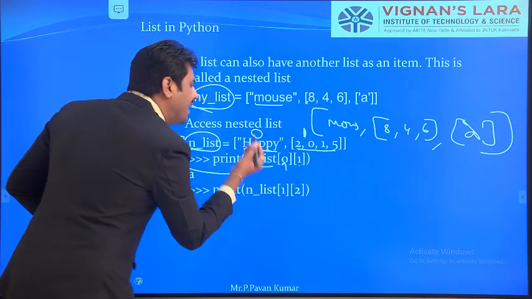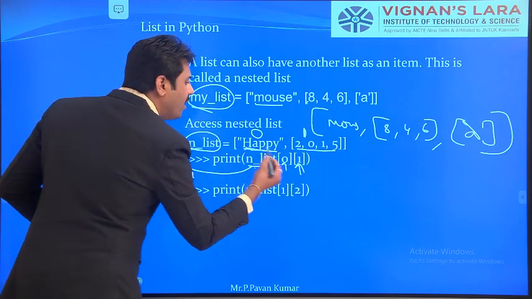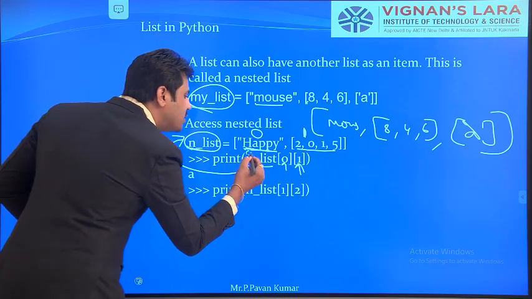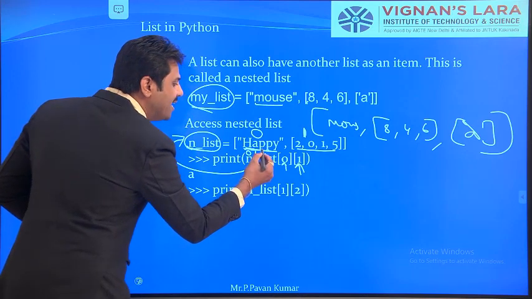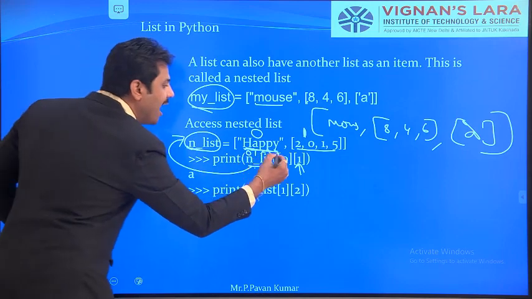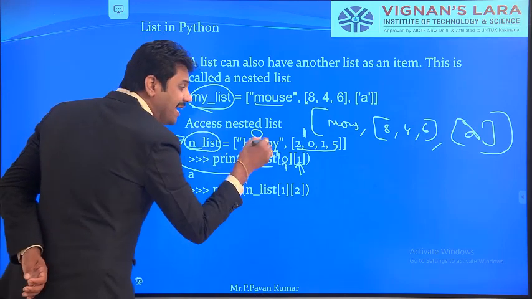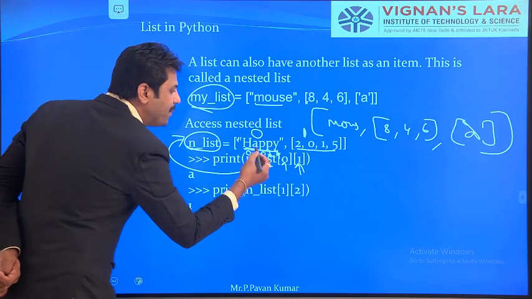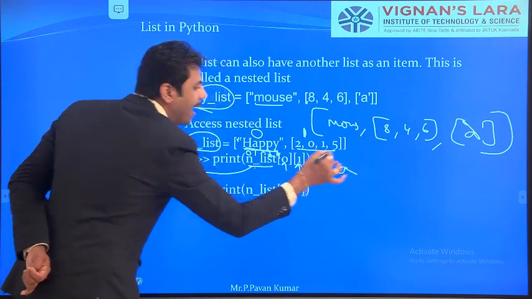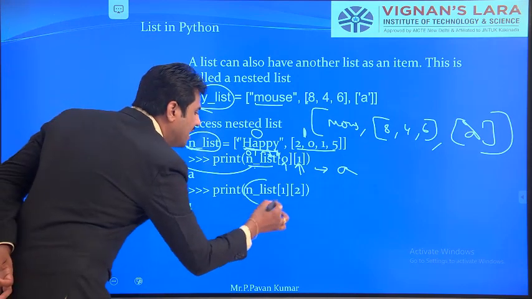And in 0, what do you want? Again, 1. That means H is 0, A is 1, P is 2, this P is 3 and this is 4. That means 0 means happy. In that 0 what you want? 1. That means it's going to print A. Your output is A.